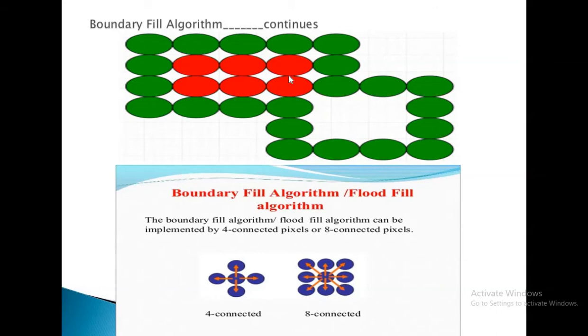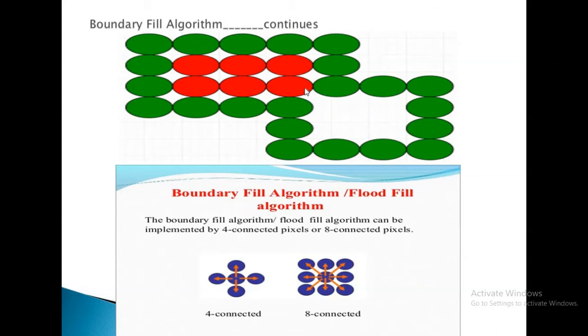But in this case we find that these 2 pixels are the boundary pixels, and that's why we have to stop filling the color in this region. But this region remains not colored, or this region does not fill. So by using 8 connected we can fill this region, not the 4 connected.